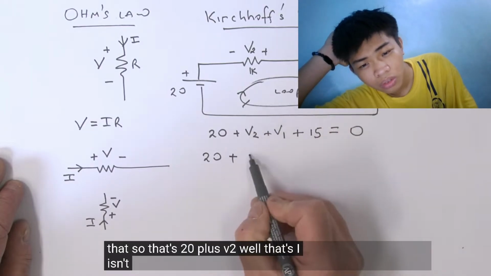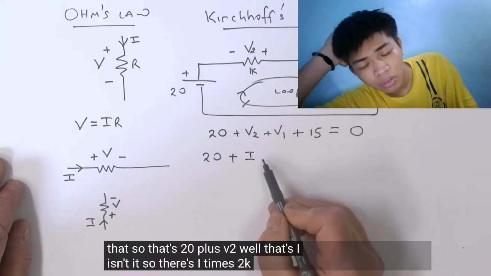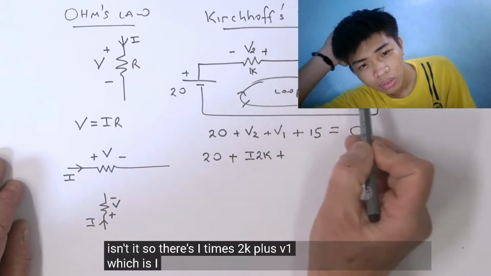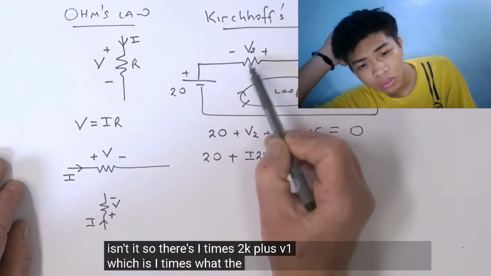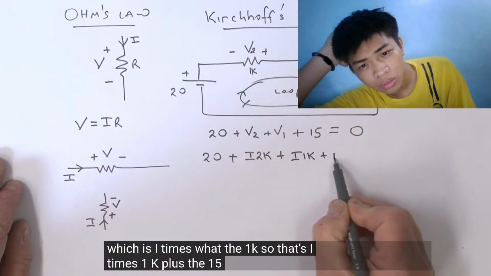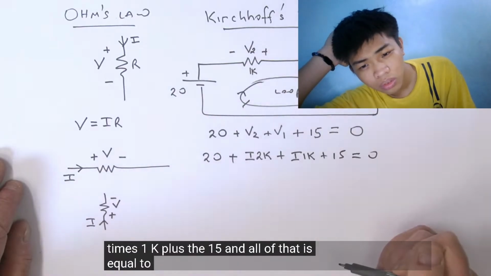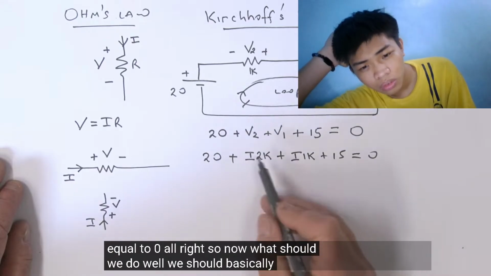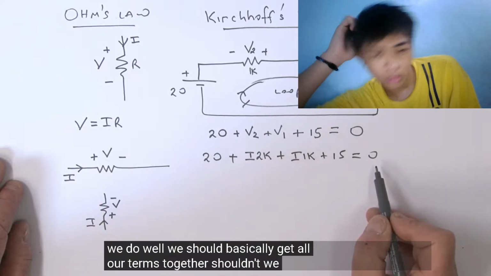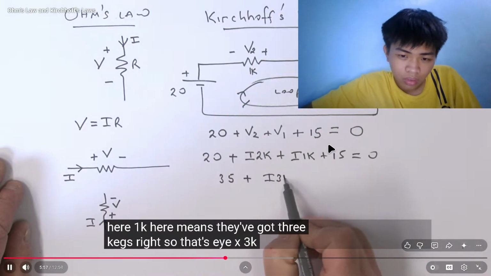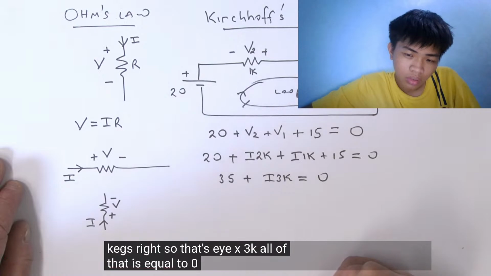Well, that's I, isn't it? So there's I times 2K, plus V1, which is I times what? The 1K. So that's I times 1K, plus the 15, and all of that is equal to 0. All right, so now what should we do? Well, we should basically get all our terms together, shouldn't we? Yes, we should. So we have 1I times 3K, all of that is equal to 0.